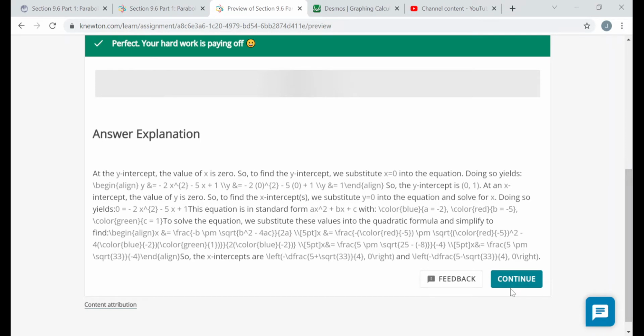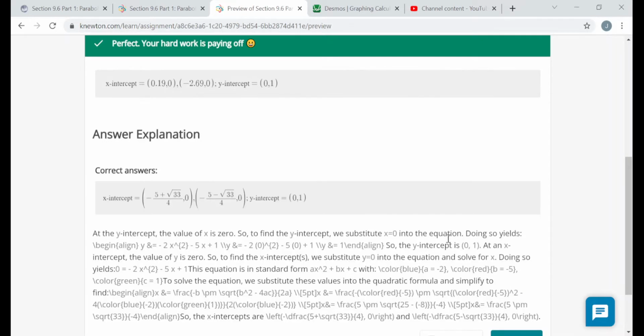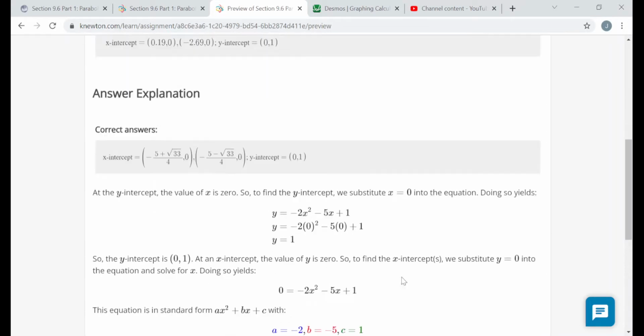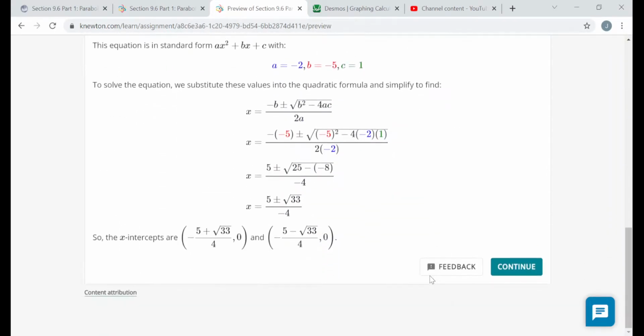Great. All right, and once again, please read through the answer explanations. See if they entered the exact answers. I entered rounded ones. Either way is fine.